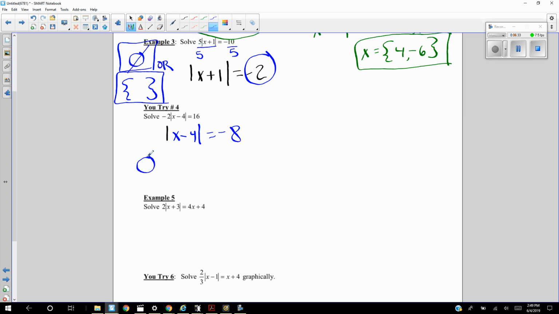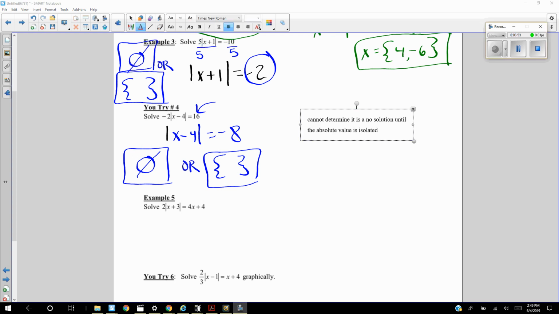And again, you cannot have a distance that's equal to a negative number. But you'll notice how initially it was equal to a positive number. But you can't make the determination of no solution until the absolute value is isolated.